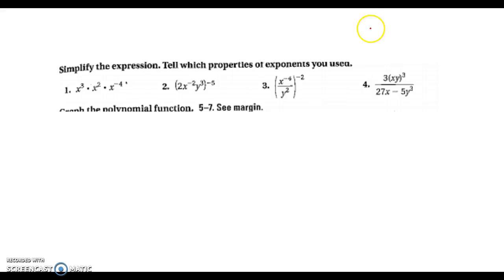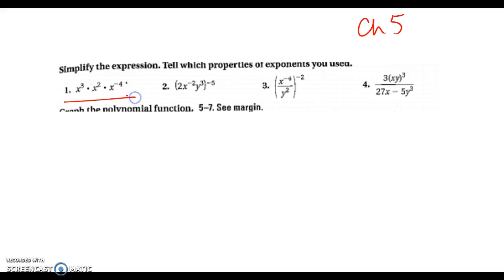Alright, in this video we're going over the Chapter 5 chapter test at the end of the chapter in preparation for our chapter test on Friday. So number 1 says simplify the expression. Tell which properties of exponents you used.